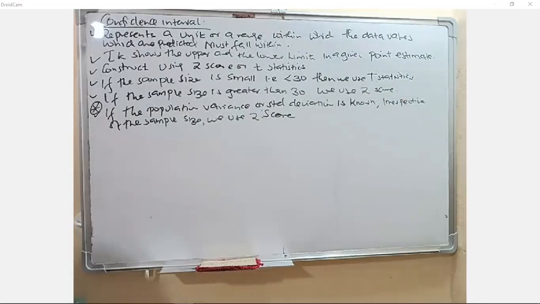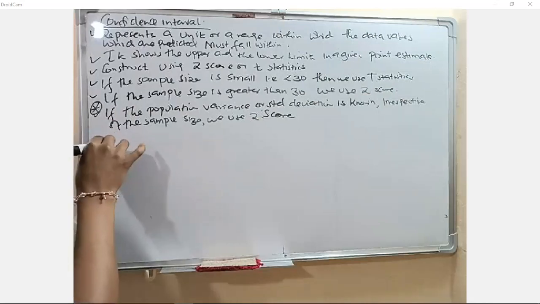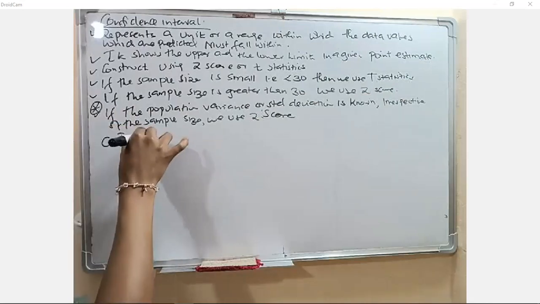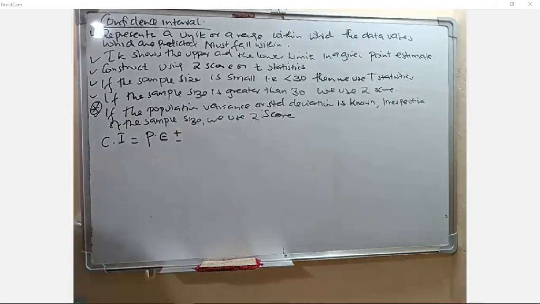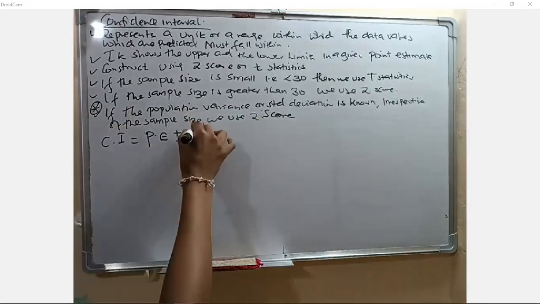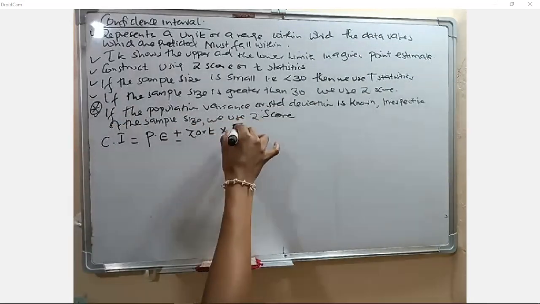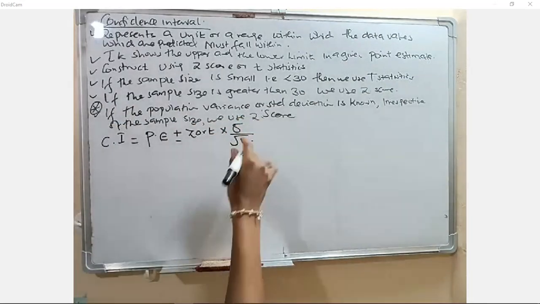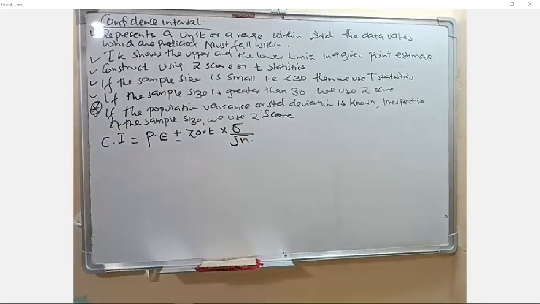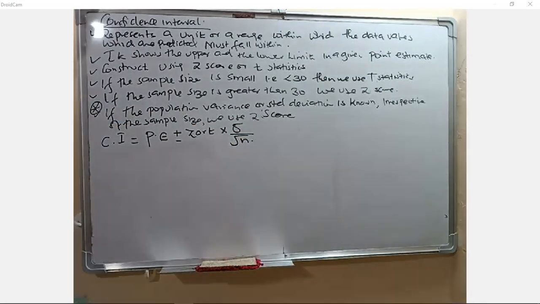Now, in this case, you have to be asking yourself, how do I normally get the confidence interval here? We normally take the point estimate plus or minus Z or T, then we multiply by the standard deviation over the root of n. This is different from what you are going to be learning from regression. So now you get the confidence interval.